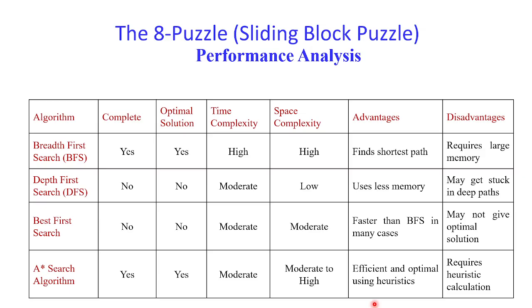The key takeaway here is there is no single best algorithm in all situations. BFS guarantees the optimal solution, but it is very expensive. DFS saves memory but may not work well. Best first is fast but imperfect. A star balances everything using heuristics, so it is widely used today in one of the applications in the searching process.